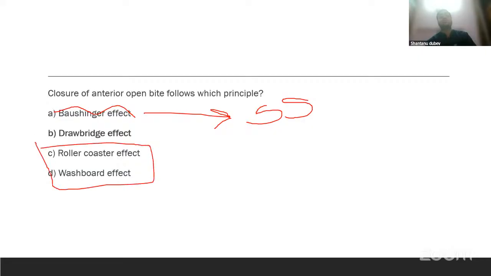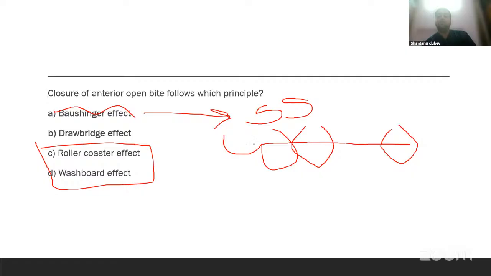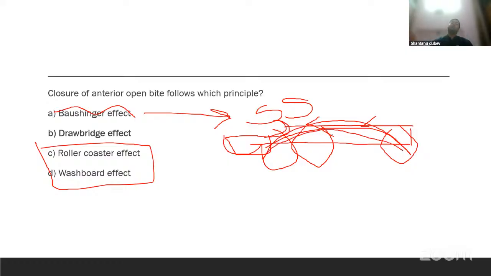These two effects are basically seen in fixed orthodontics. Roller coaster effect is basically, imagine this is your second premolar, this is your molar. Okay, my drawing is bad again. This is your canine. This is a wire which goes from here to here, and then there's a hook. The molar also has a hook and a molar tube. You are applying force from here to here, which basically causes the wire to bend like that. The force was so high and the wire was so flexible that it bends.